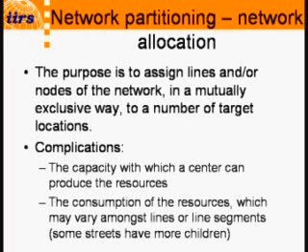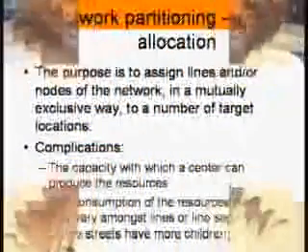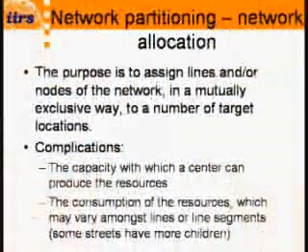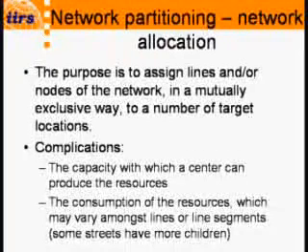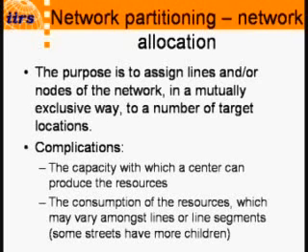Then you can also provide a networking allocation. The purpose is to assign lines or nodes of a network in a mutually exclusive way to a number of target locations. So basically, you try to allocate a resource: the capacity with which a center can produce the resources, and the consumption of the resources, which may vary amongst lines or line segments, like some streets have more children. So those types of allocations can be applied to a particular point.